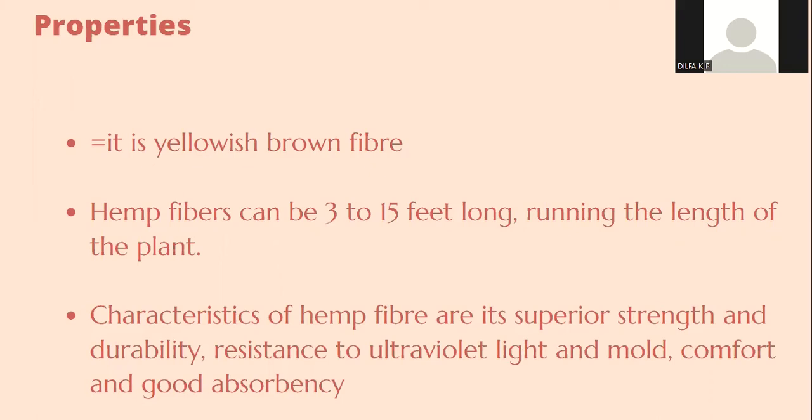fiber. So the characteristics of hemp fiber are its superior strength and durability, resistance to ultraviolet light and mold, comfort and good absorbency. Just like I told earlier, it is very absorbent. So for making menstrual pads or babies' cloth diapers, hemp is extensively used now, because of its high absorbency, superior strength, durability, resistance to ultraviolet rays, etc.